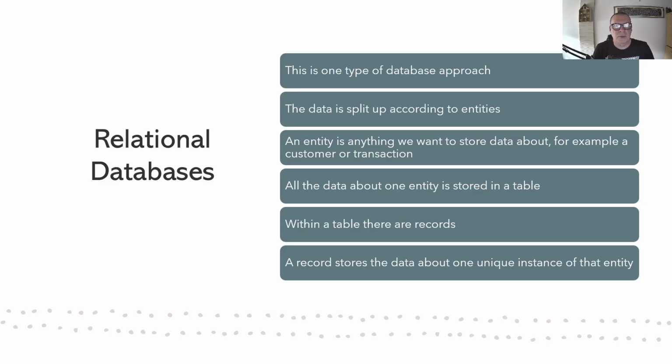One of the approaches to a database is a relational database. In a relational database, the data is split up according to entities. Now, an entity is just anything we want to store data about. It could be an actual thing or a concept or idea. Anything that you could store data about can be an entity. So for example, a customer is an entity. That's something we might want to store information about, and so is a transaction. All data about one entity is stored in a table. Within a table there are records, and a record stores data about one unique instance of the entity.